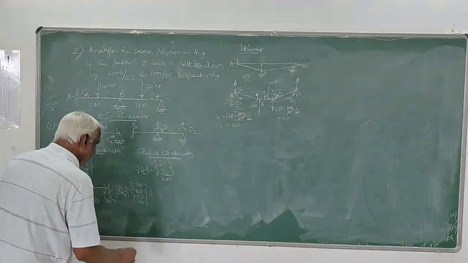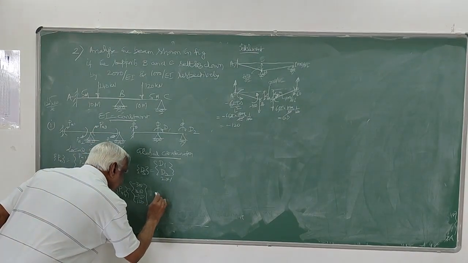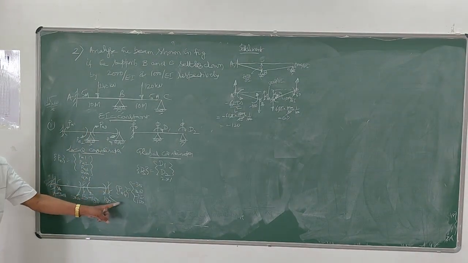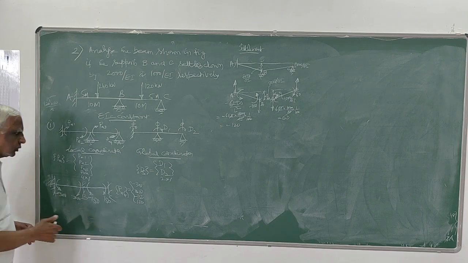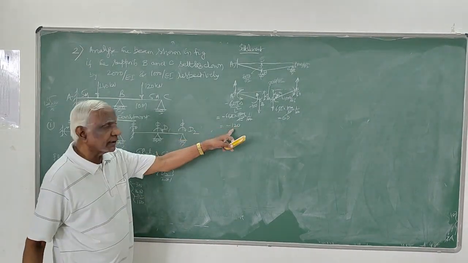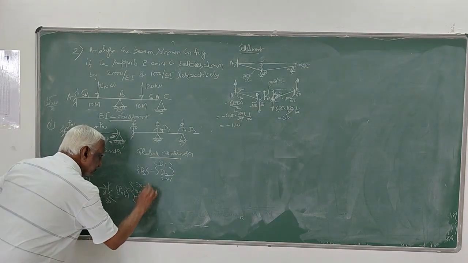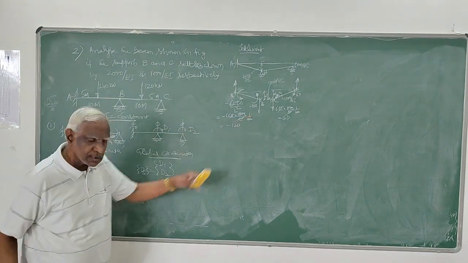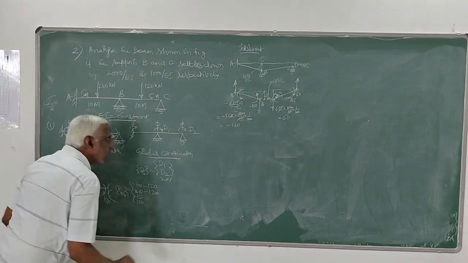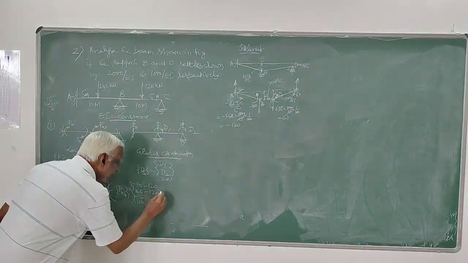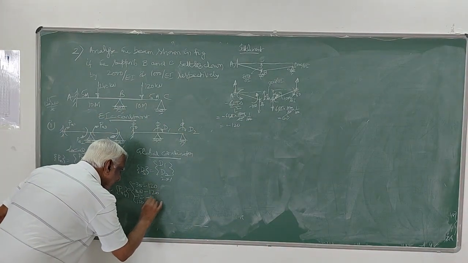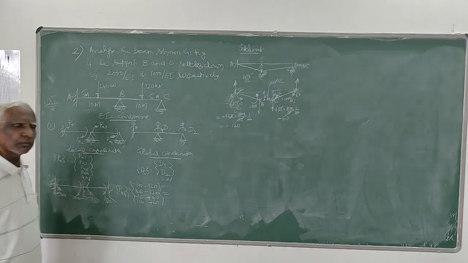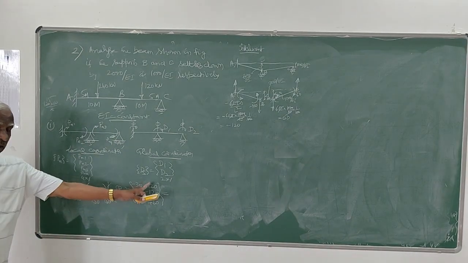So due to settlement, I will add. This is due to load, the fixed end moments, right? Due to settlement, here it is minus 120. Due to settlement, here it is again minus 120. Here it is plus 60. Plus 60. Here also plus 60. So your fixed end moments here, that's all the change.